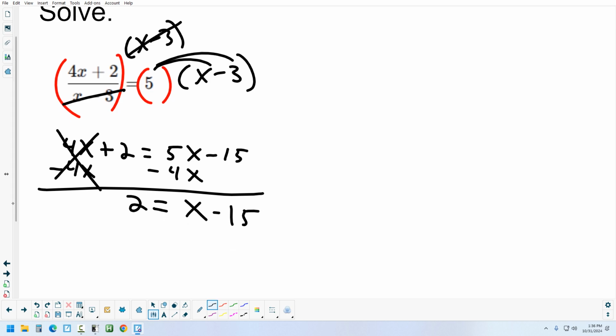And add 15. X equals 17. And x is 17. Yep. So I told you it was a lot easier than the last one.